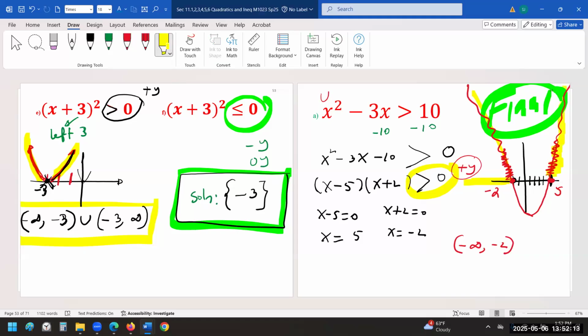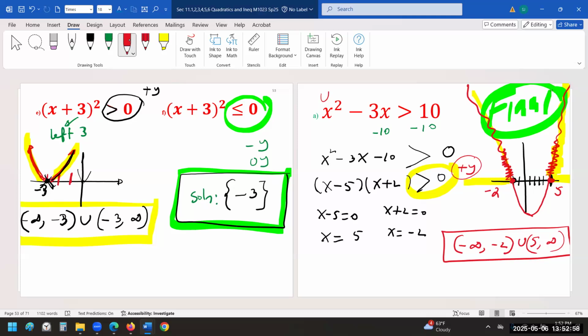And then this portion is also positive. So these x values give us the right portion. So where do you start your right portion? At 5. So union, hole means parentheses. Solid means bracket. Because you're not looking for y equals 0. We're looking for only which x values give us y positive.